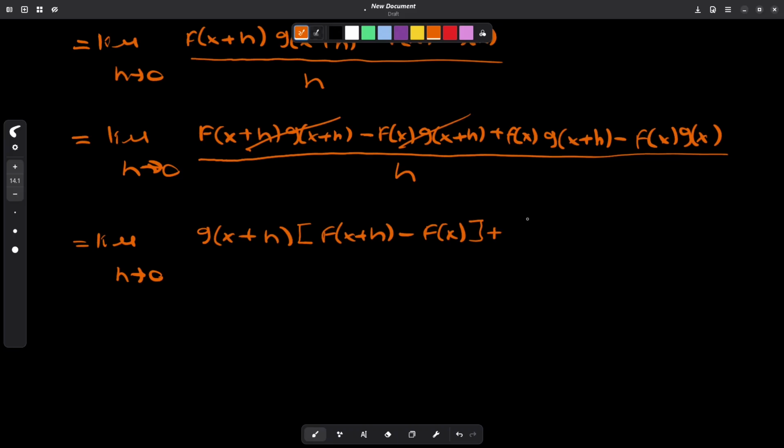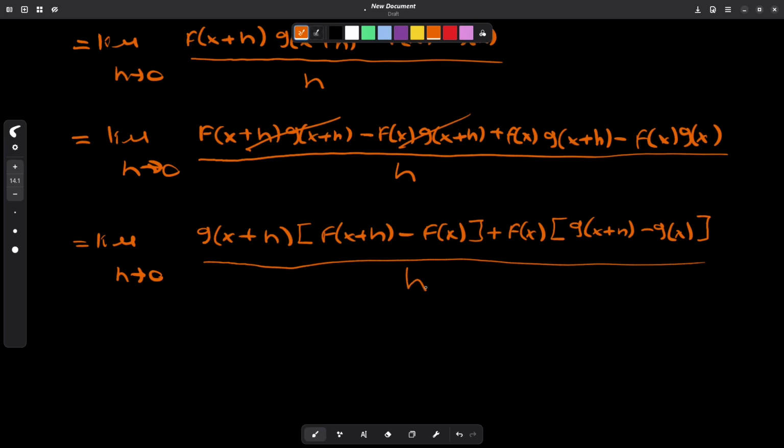Now, plus, for the remaining terms, I want to take them under the f(x) parentheses. So I get g(x+h) minus g(x). You're probably already sensing it. We are getting f'(x) and g'(x), right, from these. All of this is over h.